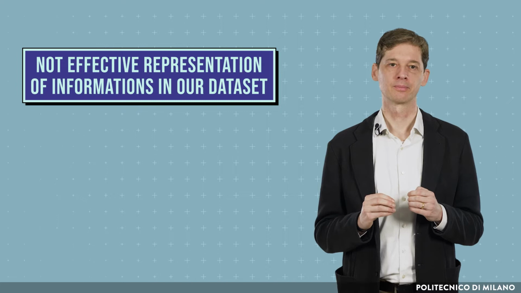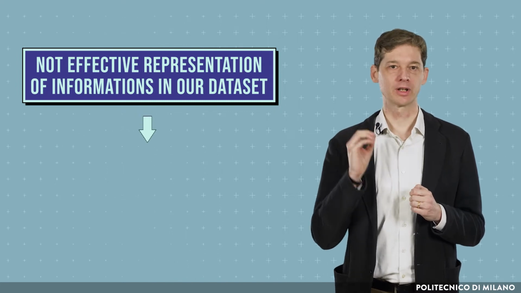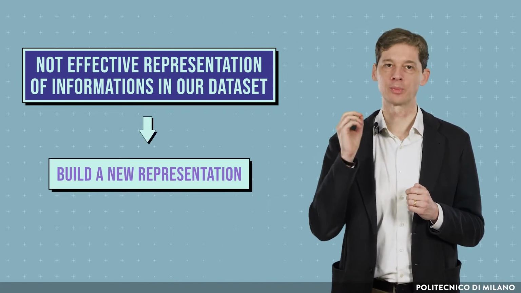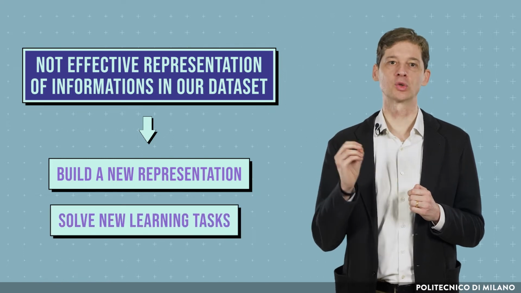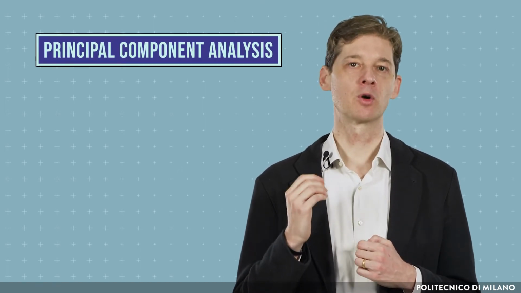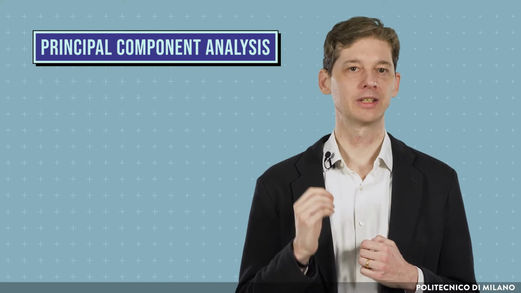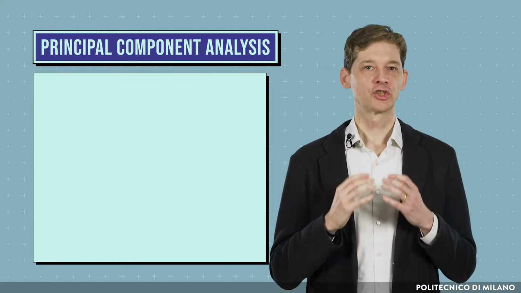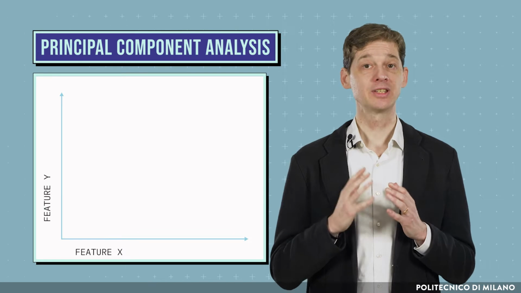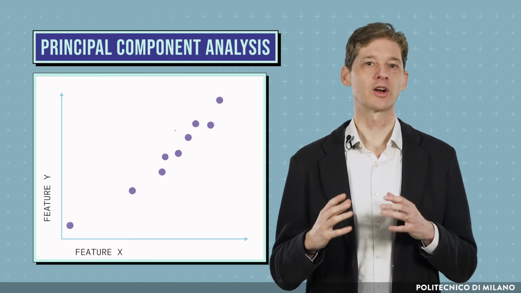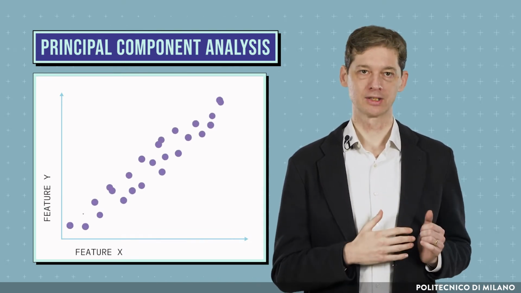This is a symptom that the representation that we are using is not effective for representing the information contained in our dataset. We can leverage the structure in our data to build a new and more compact representation on which it will be easier to solve new learning tasks. One of the most popular dimensionality reduction techniques is principal component analysis, or PCA. Starting from the original input features, PCA creates new features, which are linear combinations of the original ones.